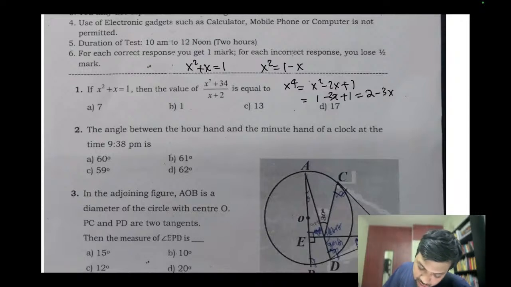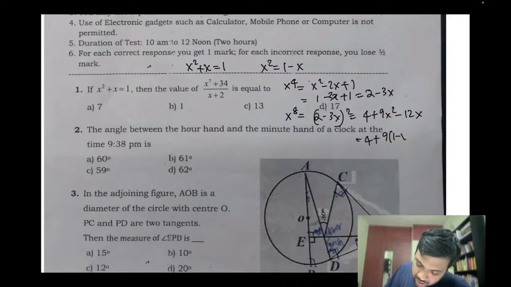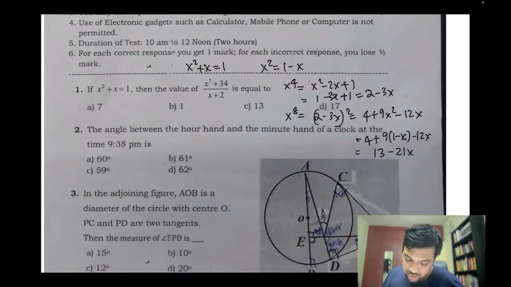And if you look at x power 7, it is x power 4 into x square. I think maybe we should do x power 8, square this again. Why not x power 8? Squaring is faster, no? So let's do that. 2 minus 3x the whole square. 4 plus 9x square minus 3 2s are 6, 2s are 12x. Okay, which is 4 plus, thank you, Pradyum, 9 times 1 minus x. And 4 plus 9 is 13 minus 9x minus 12x. Okay, 13 minus 21x is x power 8.